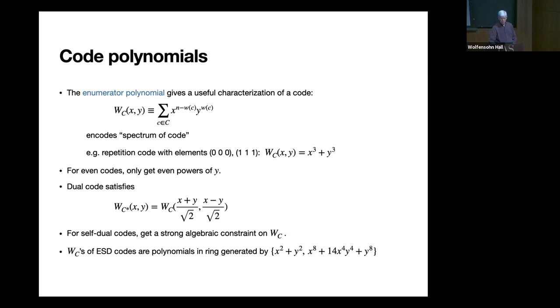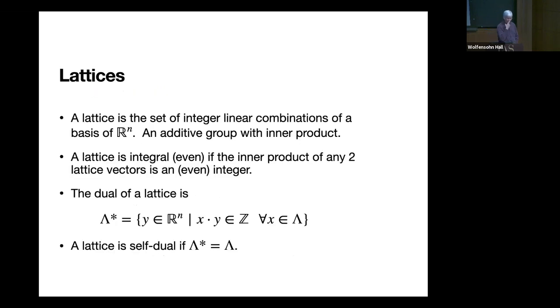So let me now shift gears to lattices. And the reason I'm moving on to lattices is my next step is going to be to explain how you can associate a lattice to any code. So a lattice is a set of integral linear combinations of some basis of R^n. It's an additive group, has an inner product that it inherits.